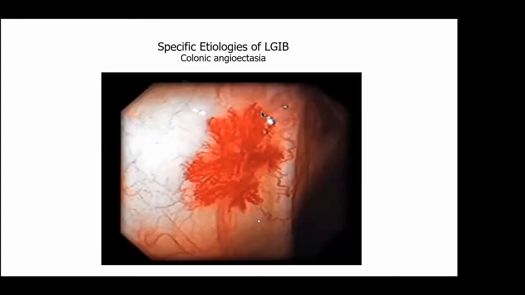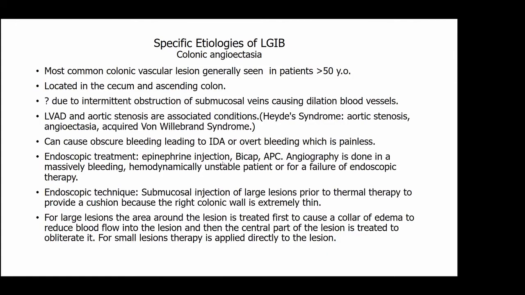We'll talk about colonic angiectasia now, and this is an example of a colonic angiectasia. You can see that it does have a distinctive structure. It has kind of a spidery pattern of blood vessels. Colonic angiectasia is the most common vascular lesion, generally seen in patients over the age of 50. They are generally located in the cecum and ascending colon.